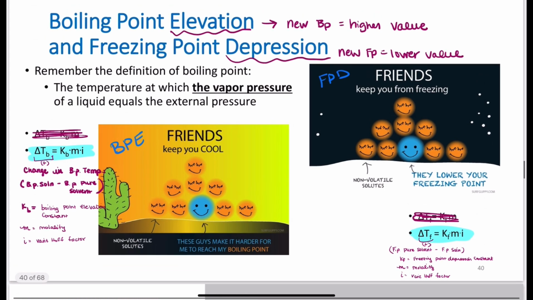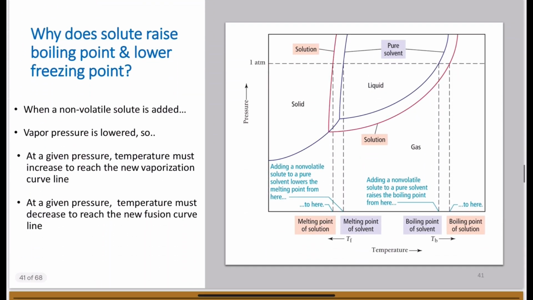So let's talk about this conceptually, though. Why does the solute raise the boiling point and lower the freezing point? Again, we reviewed the definition of boiling point: the temperature at which the vapor pressure of the liquid equals the external pressure. We know that delta TB equals KB times m times i. So based on this definition, the boiling point is a function of vapor pressure. The lower the vapor pressure, the higher the boiling point.